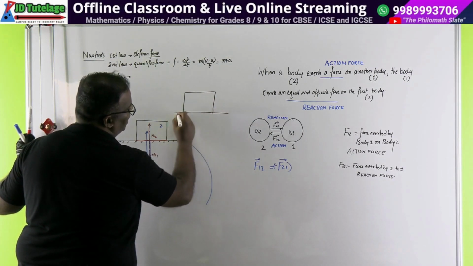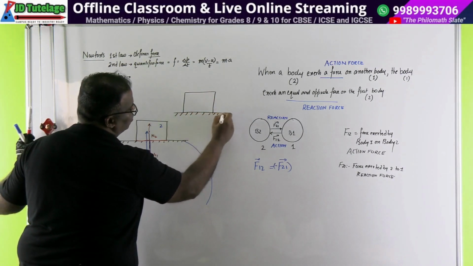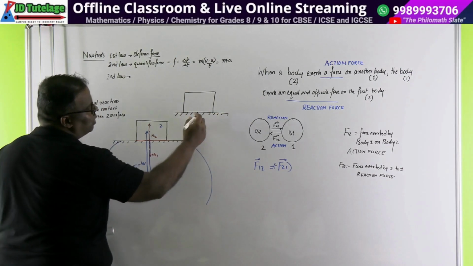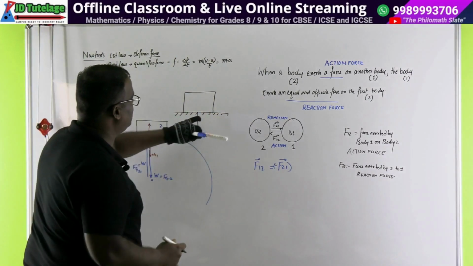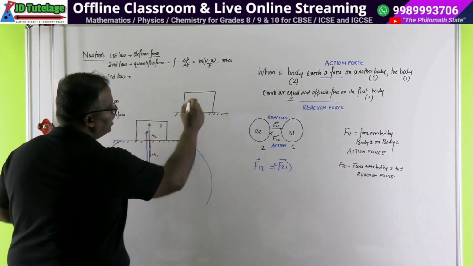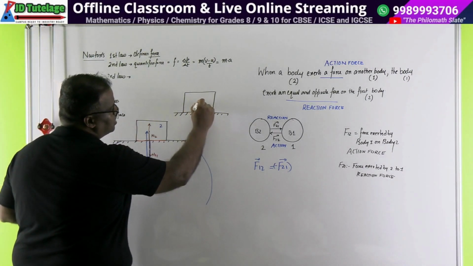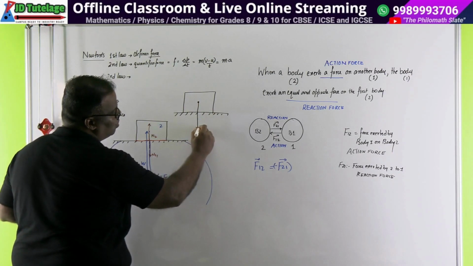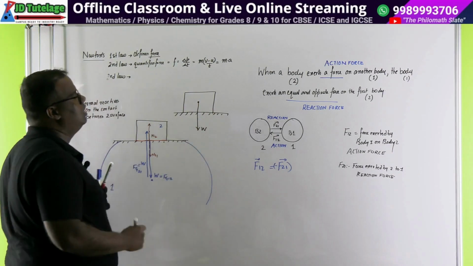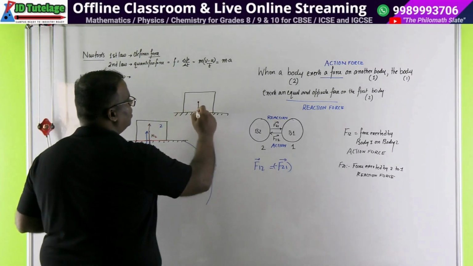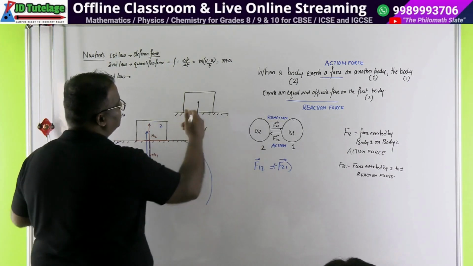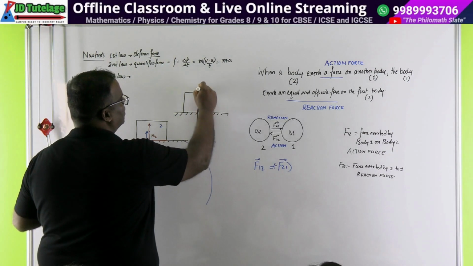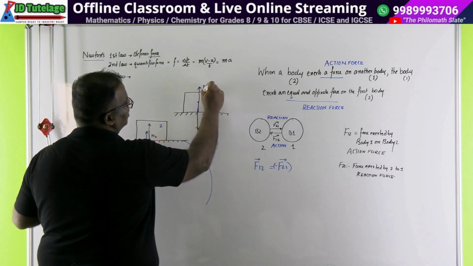How a book is balanced on a table. First of all, many books will draw the weight from here. This itself is a wrong diagram. Weight will never be acting from here. Weight will always act from the center of gravity, like this. They will show the weight, W. And they will also show a normal reaction here.